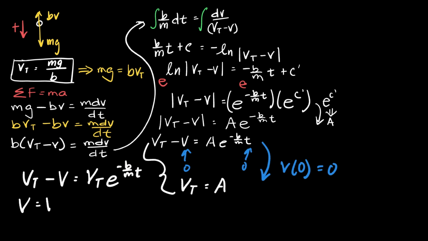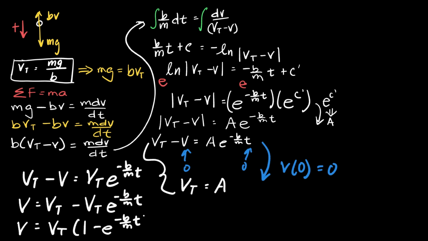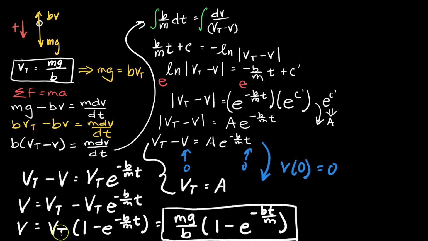Solving for v, we get that v is equal to vt minus vt times e to the power of negative bt over m. We can factor out vt, which gives v is equal to vt times (1 minus e to the power of negative bt over m). And because we know that the terminal velocity is equal to mg over b from part A, our final solution is v of t is equal to mg over b times (1 minus e to the power of negative bt over m).